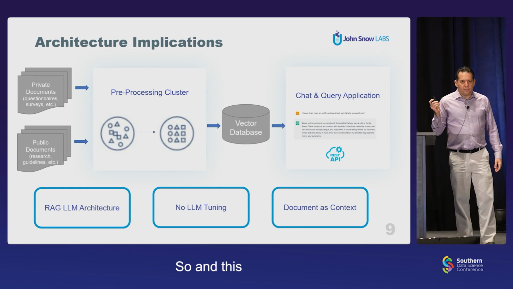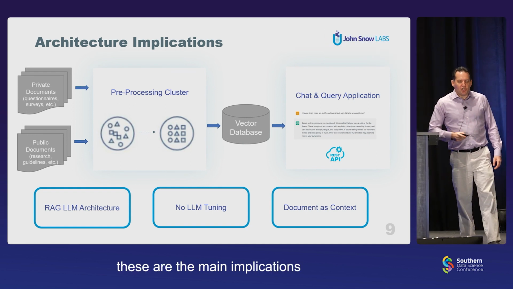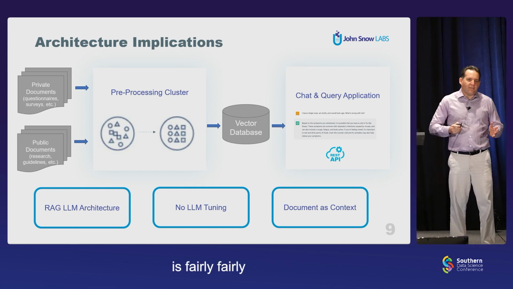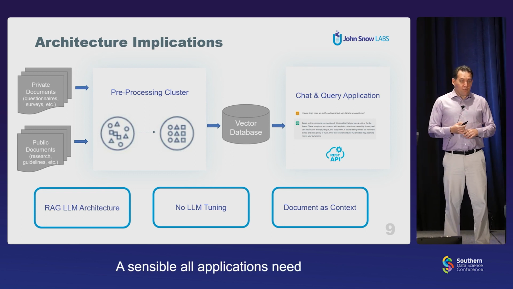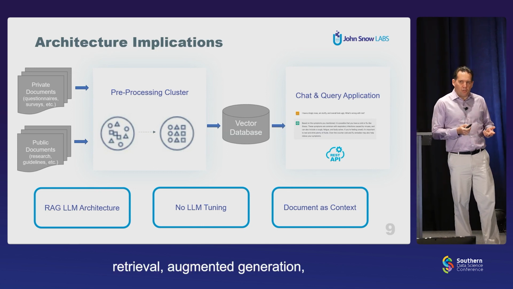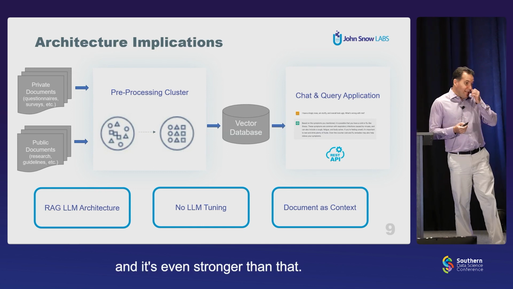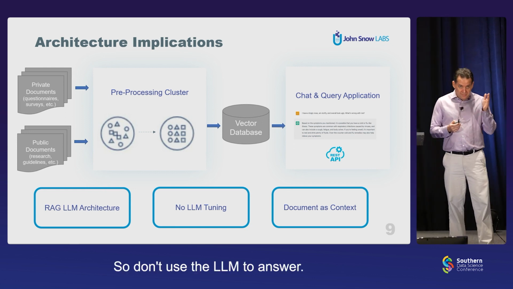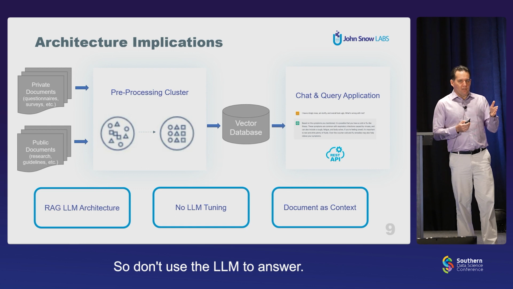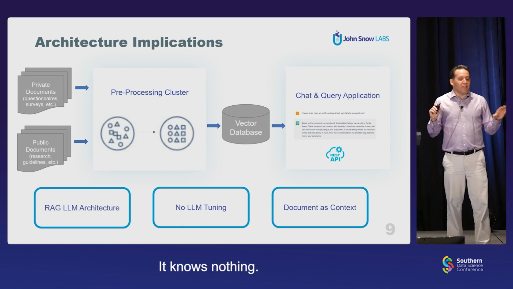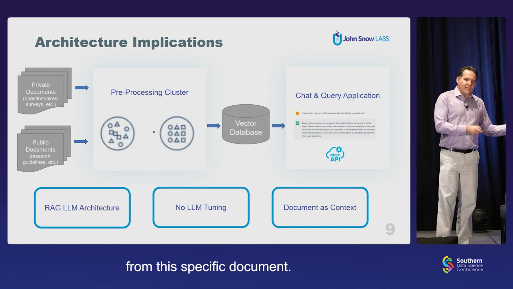So these are the main implications from a technical perspective, and really what we're seeing is very consistent in healthcare. First of all, applications need retrieval augmented generation. Okay, and it's even stronger than that. You need to have very strong safeguards to say, don't use the LLM to answer. I don't care that you trained on the entire internet, it knows nothing. You only answer from the specific document.